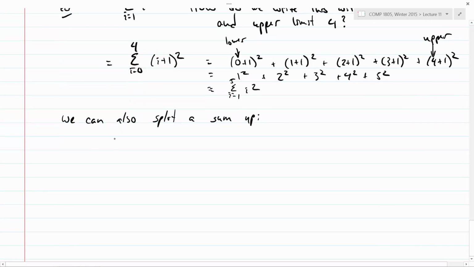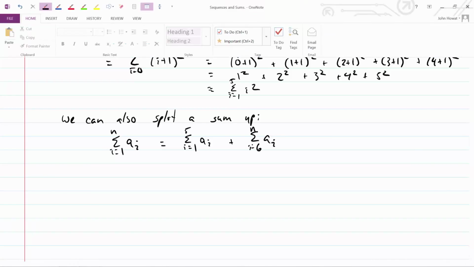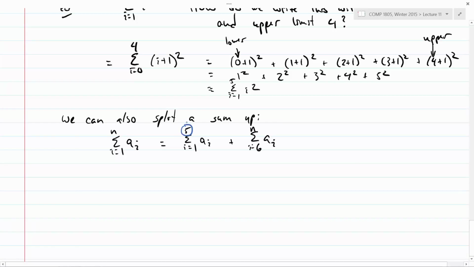So let's say we had a sum from i equals 1 to n of a sub i. That's exactly the same as the sum from i equals 1 to 5 of a sub i, plus the sum from 6 to n of a sub i. Right? That's exactly the same thing. One thing you do need to be careful of is that the upper limit of the first sum should be 1 less than the lower limit of the next sum. If you made them both 5, then you would be counting one of the terms twice, and you don't want to do that. It won't be equal.